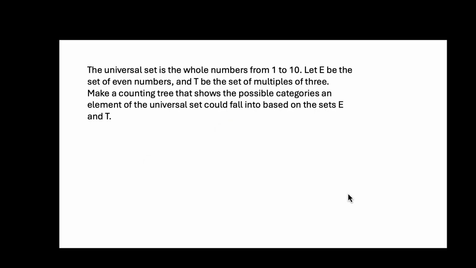Let's do an exercise. I'll give you guys 5 minutes to try to master this by doing a tree, okay? So here's the problem. The universal set is the whole numbers from 1 to 10. Let E be the set of even numbers, and T be the set of multiples of 3. Make a counting tree that shows the possible categories an element of the universal set could fall into based on the sets E and T.